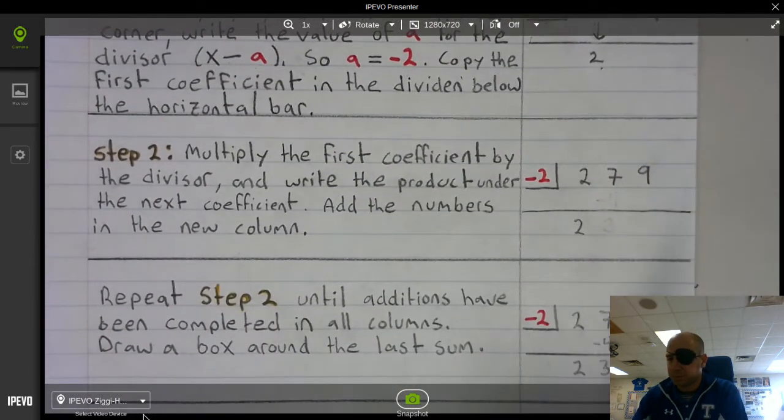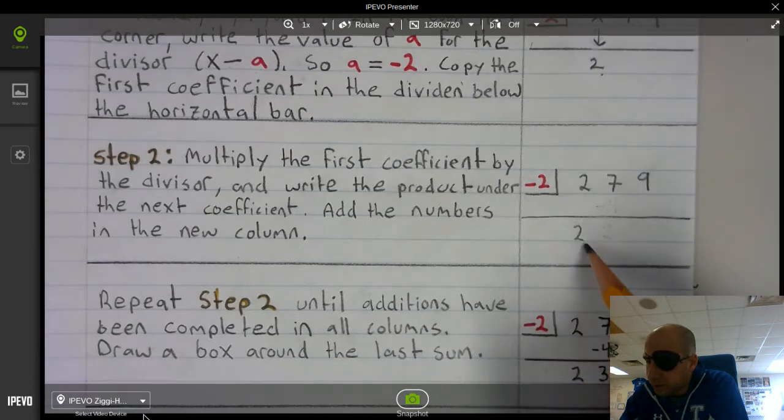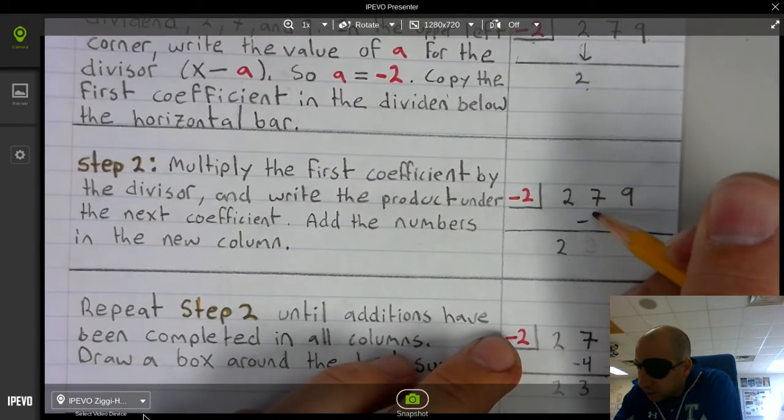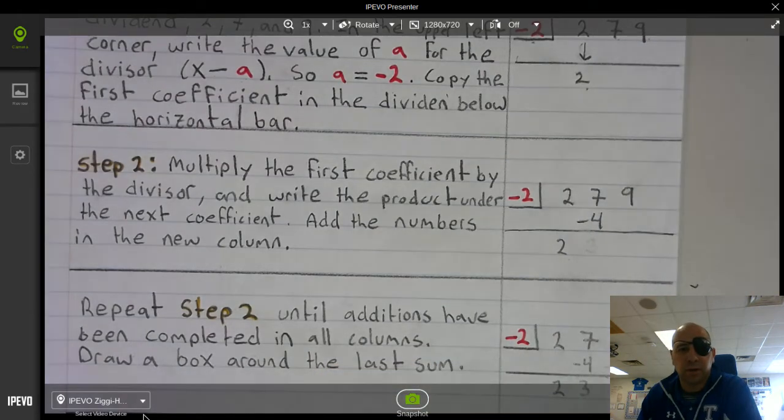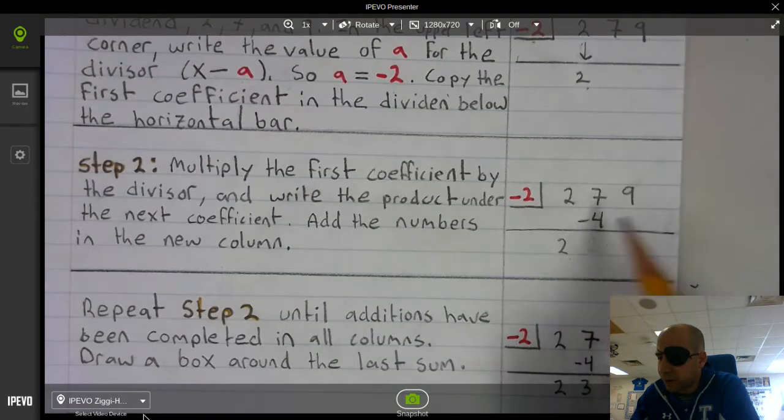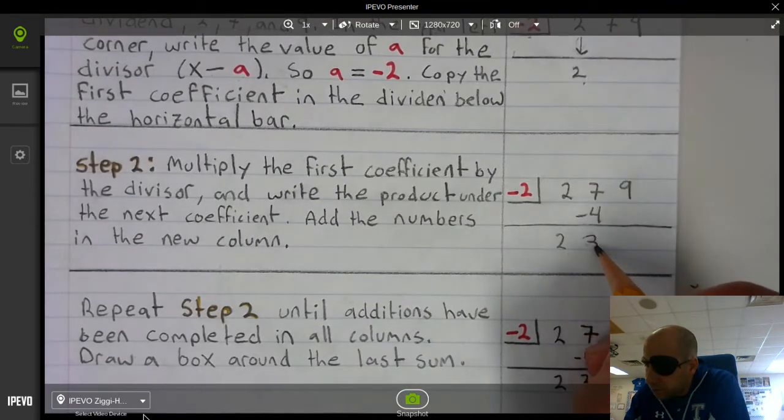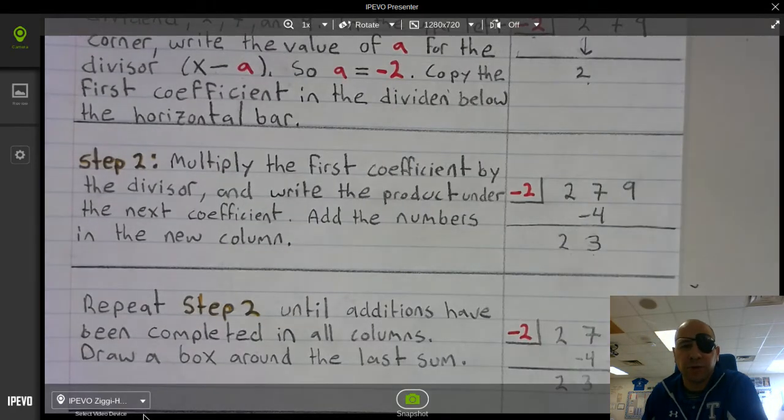So step 2. Now it says multiply the first coefficient by the divisor and write the product under the next coefficient. So basically you multiply negative 2 times 2, which is negative 4. And then add the numbers in the new column. They say add, but we're subtracting. So 7 minus 4 is 3. So basically what synthetic division is doing is dividing without the x's.